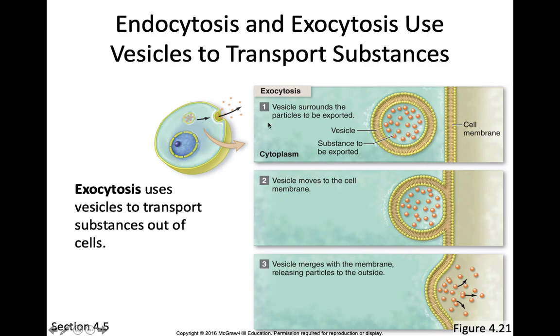You start out with the fully formed vesicle with the waste products inside of it. You stick it up against the cell membrane, you fuse it in, and you empty all the goodies back out into the environment. So it's this, but in reverse. Both of these types of things require energy, and both of them go against concentration gradients, low to high. It takes energy to bring these things into the cells, and cells do this for a reason.